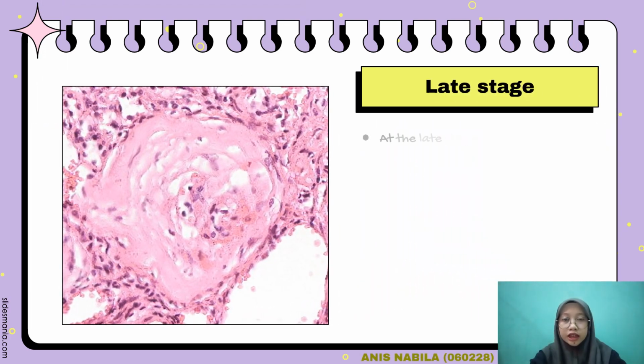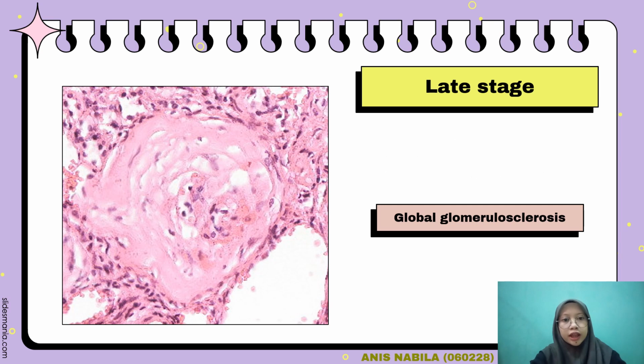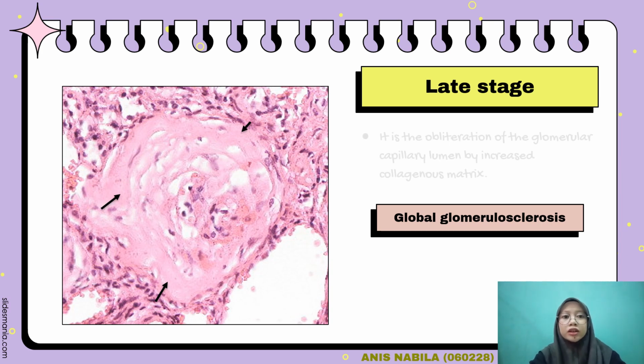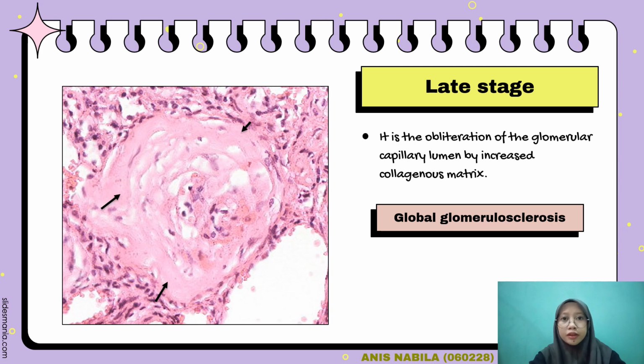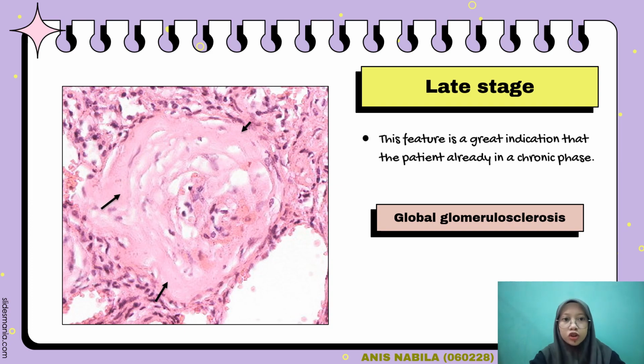Lastly, at the late stage of diabetic nephropathy, segmental and global glomerular sclerosis will appear. The microscopic slide shows an example of global glomerular sclerosis. As you can see, more than 50% of one glomerulus is manifested by scarring lesions or hyaline deposition. It is the obliteration of the glomerular capillary lumen by increased collagenous matrix. This feature is a great indication that the patient is already in a chronic phase.